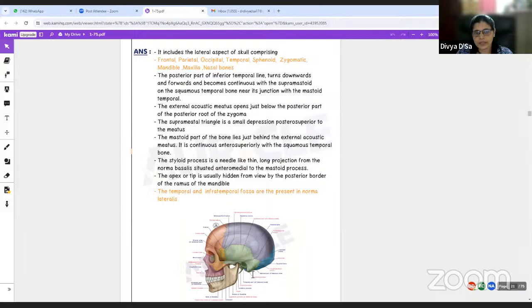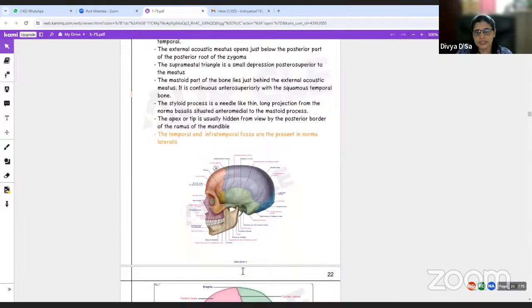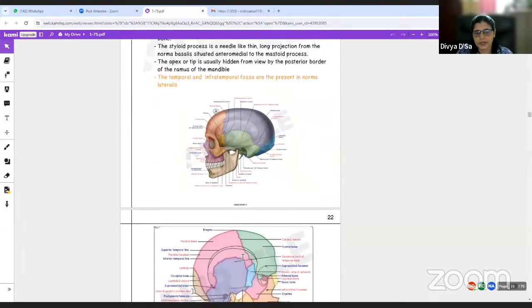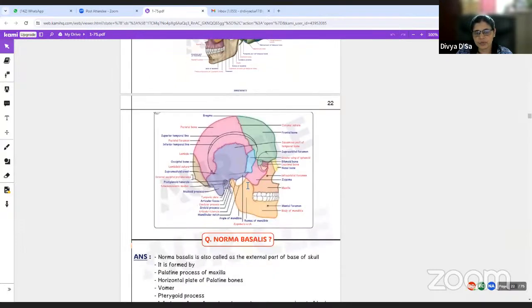So the mastoid part of the bone lies behind the external acoustic meatus. Here you can see. Okay, and here we also see the styloid process. It is a thin, long projection from the norma basalis. So the apex or tip, basically it's the tip. Because of the presence of this ramus, sometimes we will not be able to see the tip of it. And above the zygomatic arch we see the temporal fossa, and below will be the infratemporal fossa.